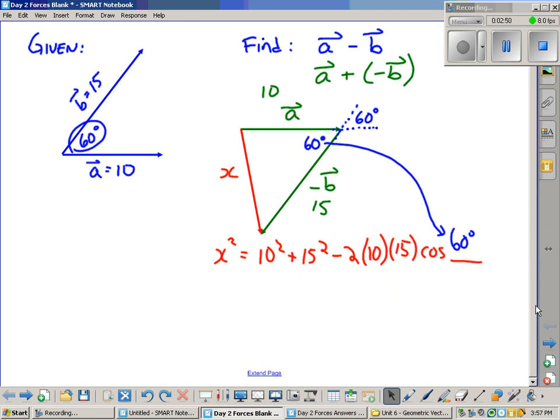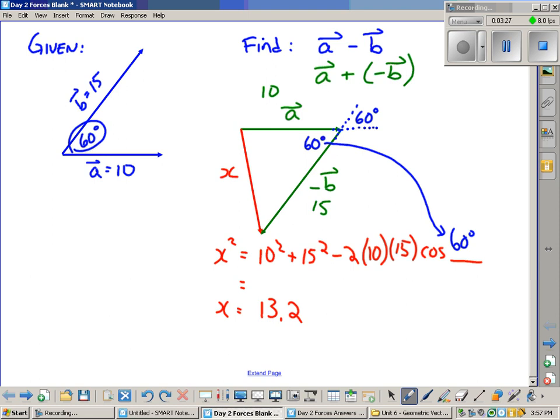So now we go off and solve for this. Do your math, and I'll let you punch that in your calculator, give you a second or two. And hopefully you'll get an answer of 13.2 units. We don't have any actual units in this one, so we'll just say it's 13.2.